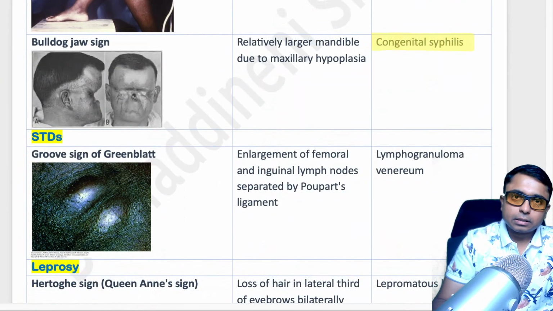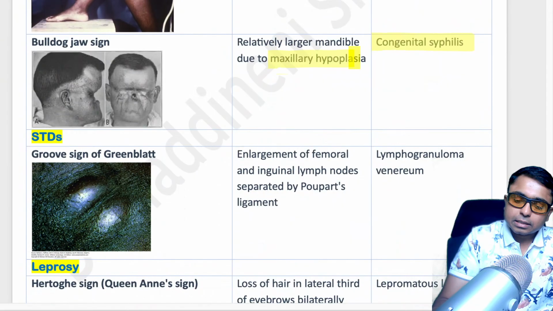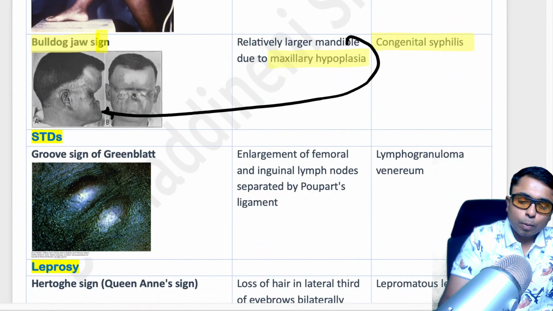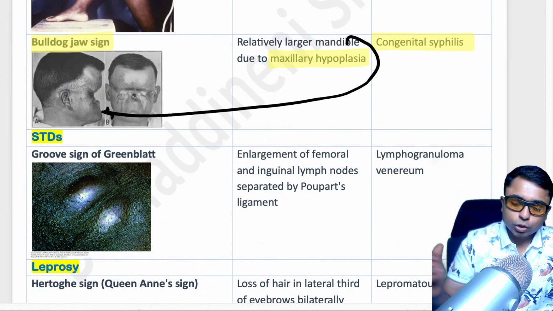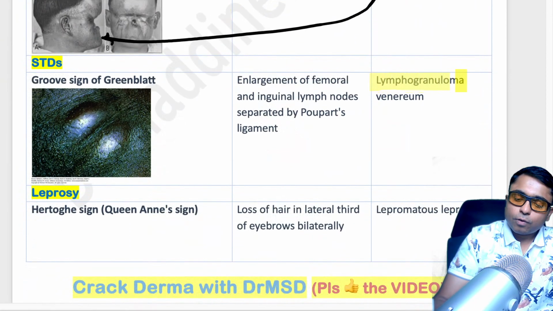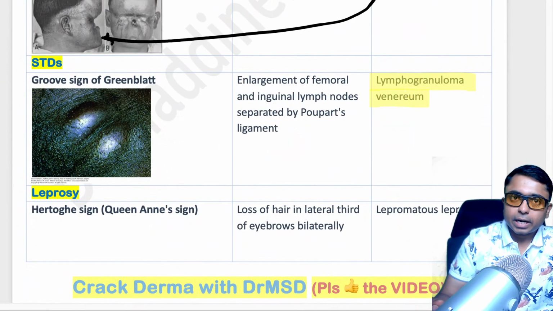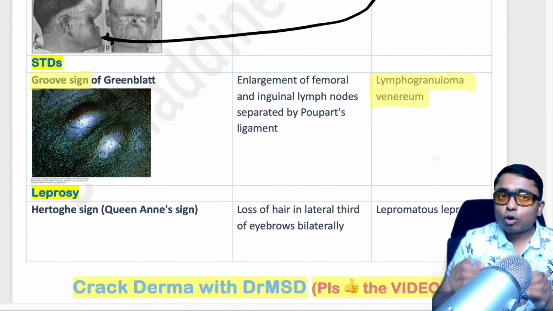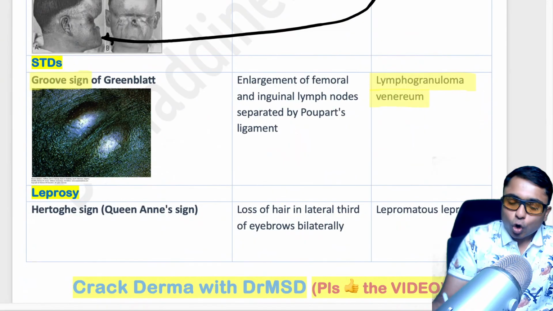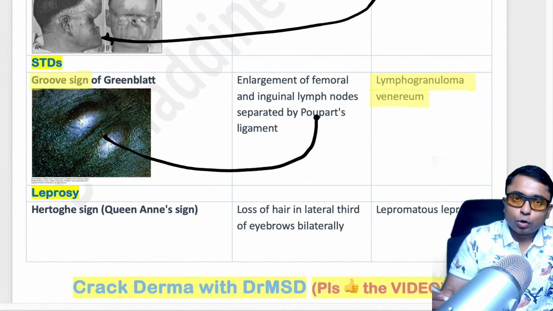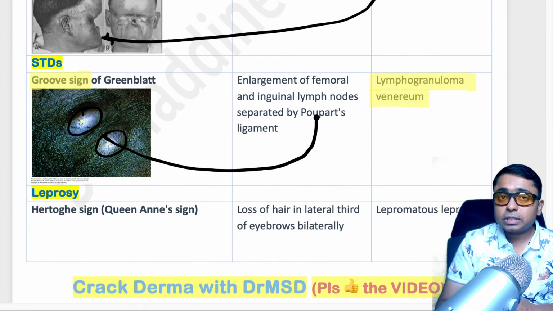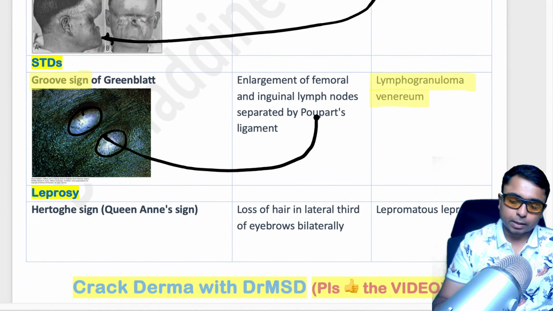Again, in congenital syphilis, there is going to be maxillary hypoplasia, because of which the mandible appears as if it is protruding and larger. This is what is called the bulldog jaw sign. Next, in lymphogranuloma venereum, which is caused by Chlamydia trachomatis L1, L2, L3, there is a pathognomonic sign called the groove sign of Greenblatt, in which, because of the inguinal ligament, there is a groove-like appearance between the enlarged inguinal and femoral groups of lymph nodes. This is what is called the groove sign of Greenblatt.